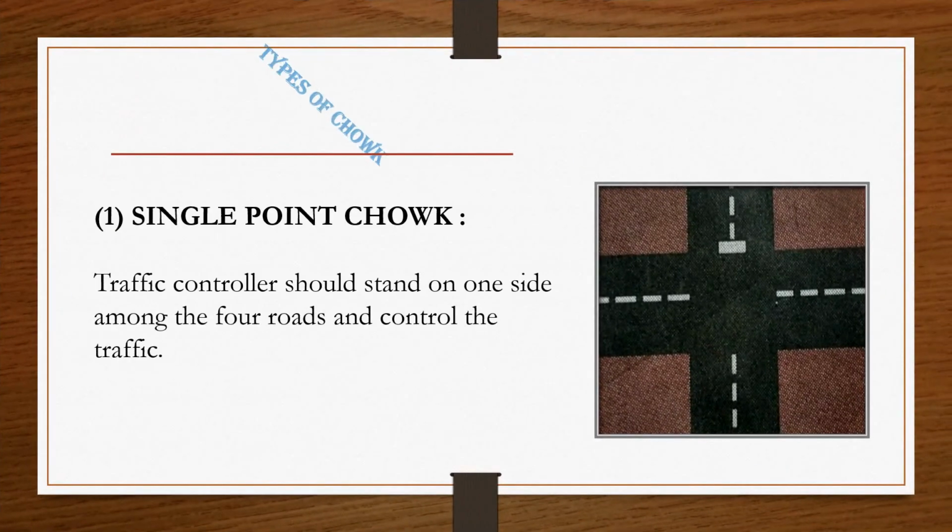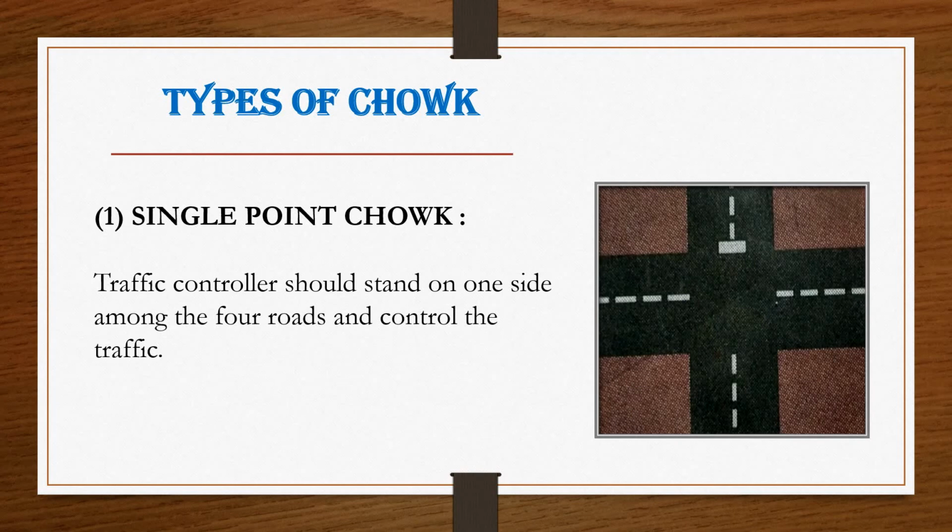Students, now let's learn types of chalk. Number 1. Single point chalk. In this, the traffic controller should stand on one side among the 4 roads and control the traffic. You can see in the given image.